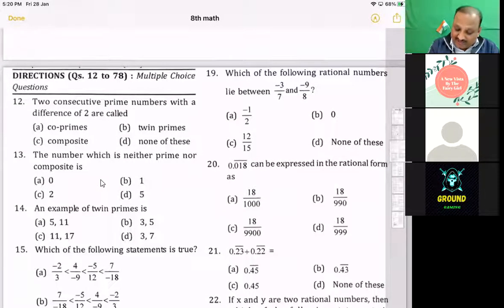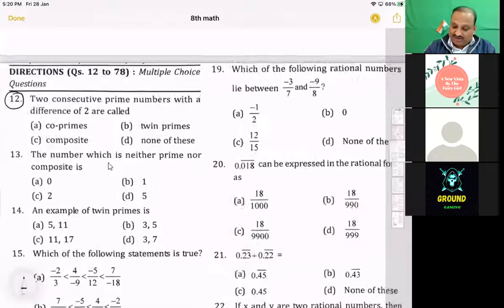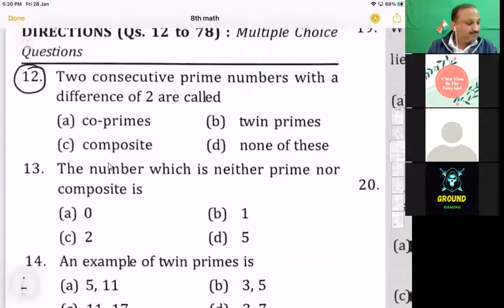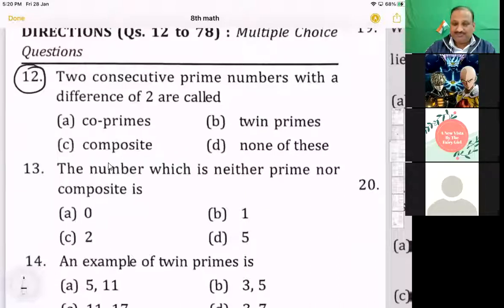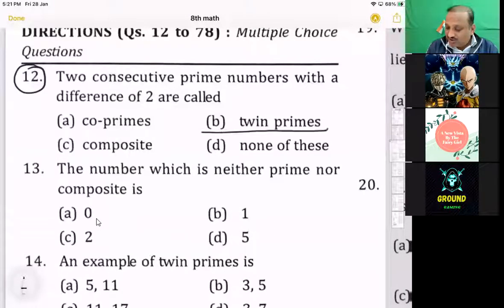अच्छा एक चीज देखिए, बड़ा इंपॉर्टेंट क्वेश्चन है. क्वेश्चन नंबर 12. यू कैन जस्ट आंसर मी. आई एम ओपनिंग ऑल ऑफ यू. क्वेश्चन नंबर 12. हाँ जी, एनीबडी? What is the answer of this question? Co-prime. No, they are not co-prime. Sir, twin prime. Yes, we call them twin primes.